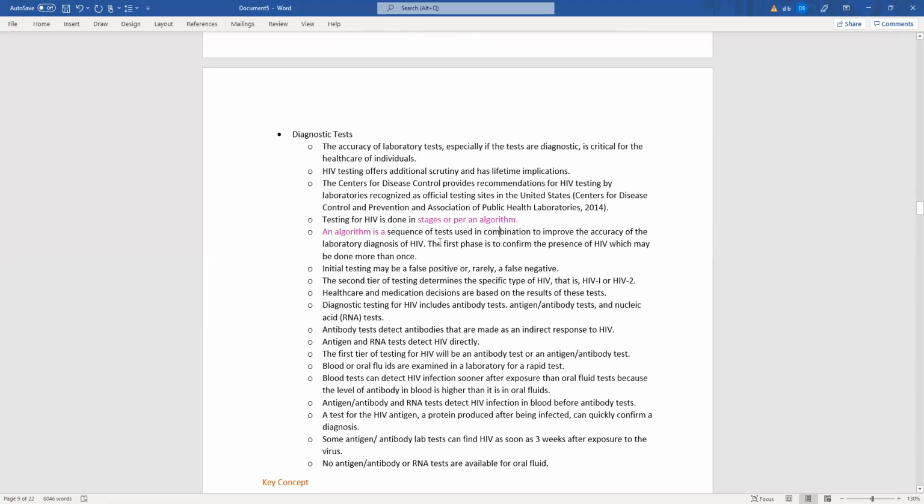The first phase is to confirm the presence of HIV, which may be done more than once. Initial testing may be a false positive or, rarely, a false negative. The second tier of testing determines the specific type of HIV, that is HIV-1 or 2. Healthcare and medical decisions are based on the results of the test.